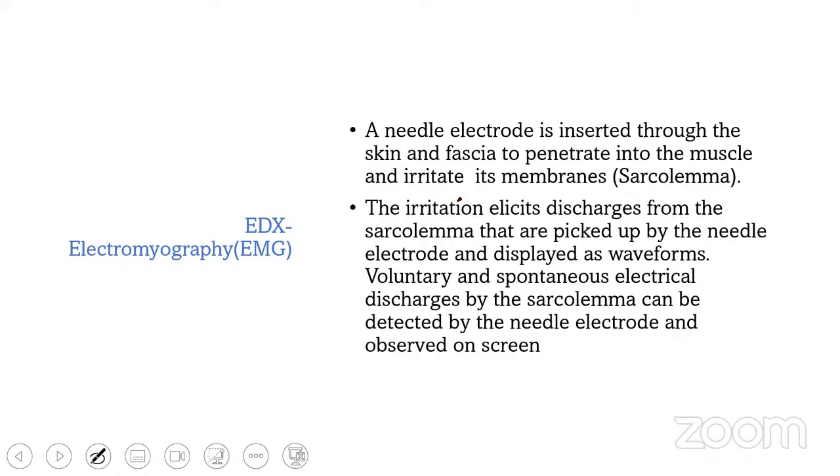And this is one part of our electrophysiology studies. The other part is electromyography. A needle electrode is inserted through the skin and fascia to penetrate into the muscle and irritate its membrane, called the sarcolemma. The irritation elicits discharges from the sarcolemma that are picked up by the needle electrode and displayed as waveforms. Voluntary and spontaneous electrical discharges by the sarcolemma can be detected by the needle electrode and observed on the screen.